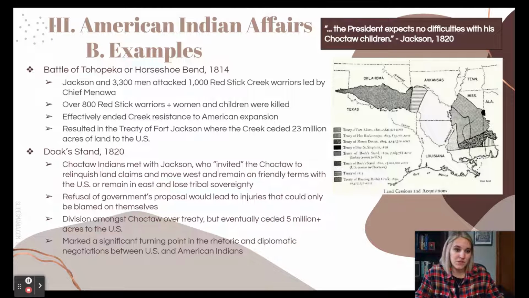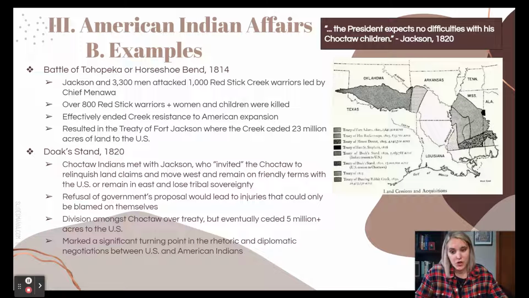You can see on this map, we're just looking at a very small region of the southern present-day United States, and you can see a series of treaties and the lands that were ceded. You can see how many acres of land were transferred between groups.